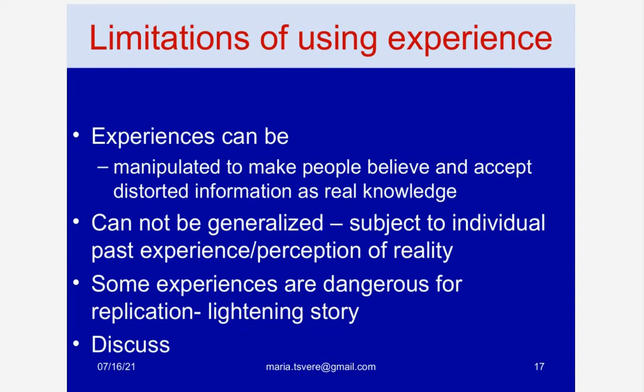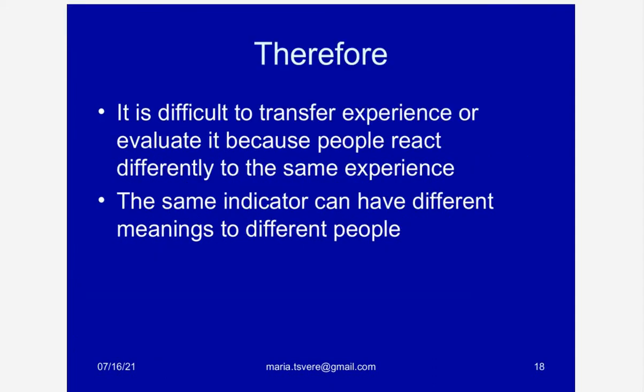But then experience can be manipulated to make people believe and accept distorted information as real knowledge. And therefore, as I said, it cannot be generalized. And some experiences are dangerous. Remember, the person who developed the lightning that we studied today was destroyed by his own lightning. So it's very difficult for us to simply rely on the experiences of people. Therefore, it's difficult to transfer experience or evaluate it, because people react differently to the same experience. The same indicator can have different meanings to different people, and we should accept that.